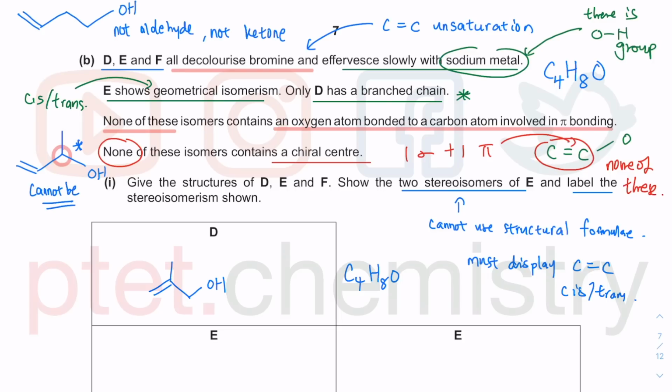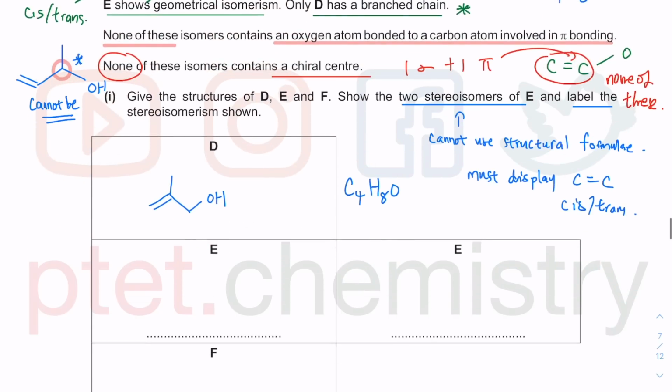So it does react with sodium metal, and I think D must be this one then. Okay, as for E, we are looking for the cis and trans isomer. So we cannot have this, because there is no oxygen directly bonded to a carbon involved in the carbon-carbon double bond like that.